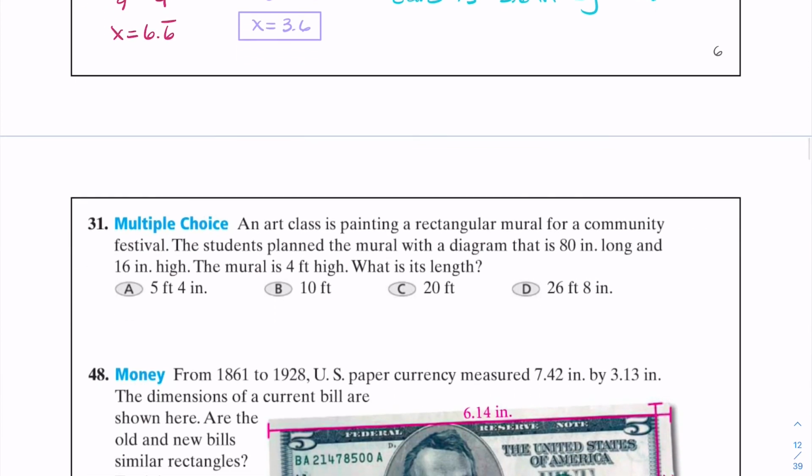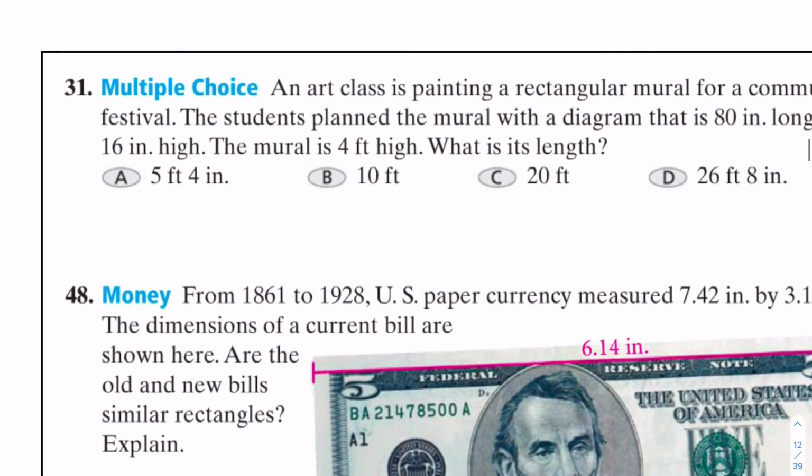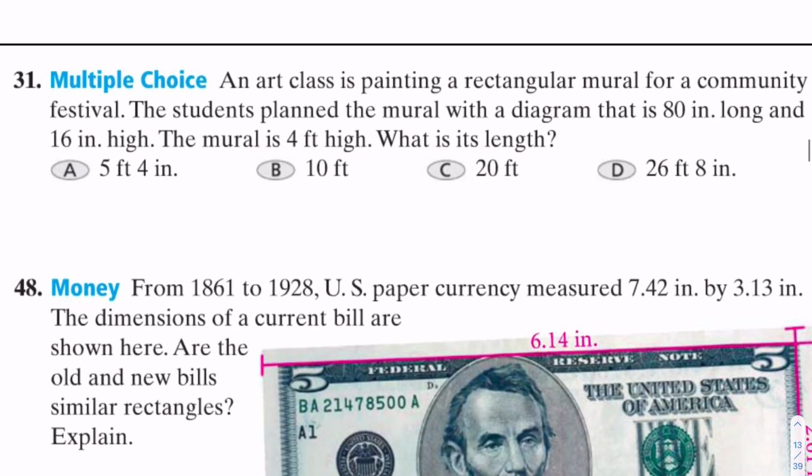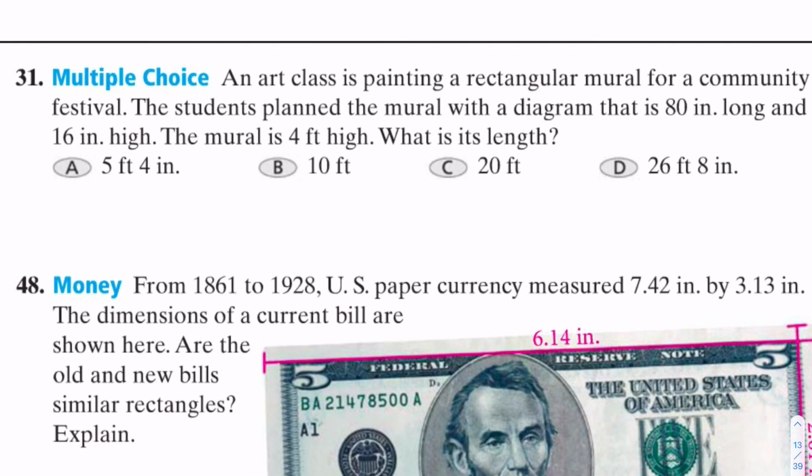All right, multiple choice. Our class is painting a rectangular mural for a community festival. The students planned the mural with a diagram that is 80 inches long and 60 inches high. The mural is actually 4 feet high. What is the length? So I'm going to set this up. Long to high, so 80 inches long is to 16 inches high as we don't know how long, but it will be in feet, is to 4 feet high.